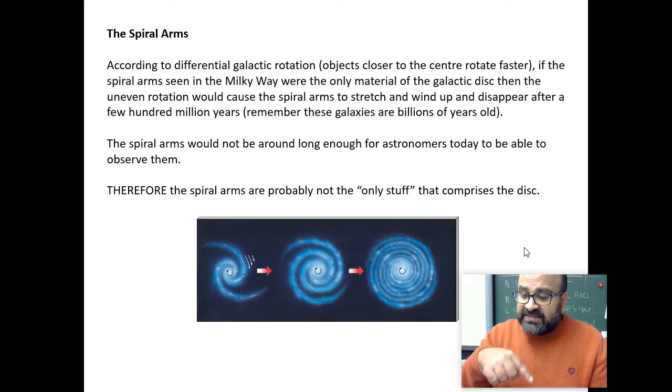The spinning itself should have totally disrupted that spiral pattern. Right? If we look at this diagram, this is what should happen. You've got some spiral arms due to spinning.